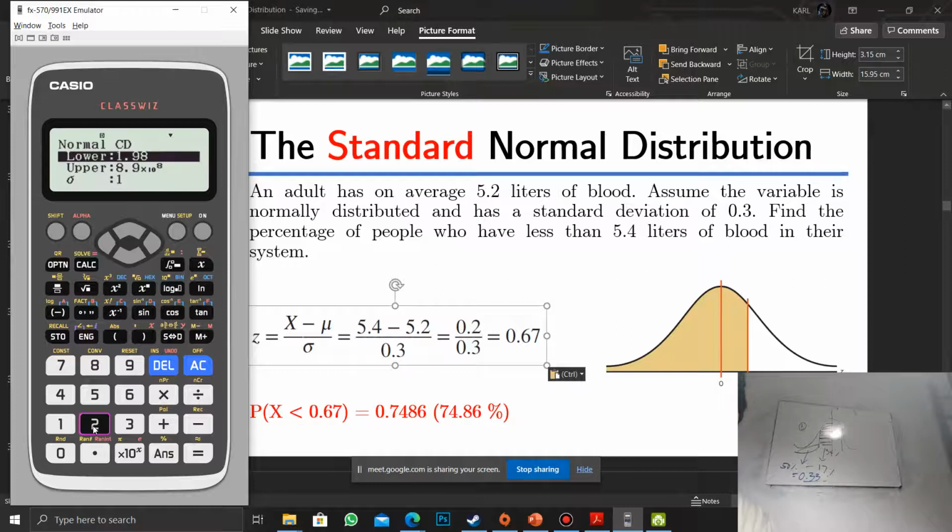7, 2. Normal CD pa rin. Ito guys, super lakas talaga nito. To the left, diba? Less than 5.4 liters. To the left, so negative 99999. Upper limit is 5.4. Standard deviation, ano yung nasa problem? 0.3. Yung average mean is 5.2.